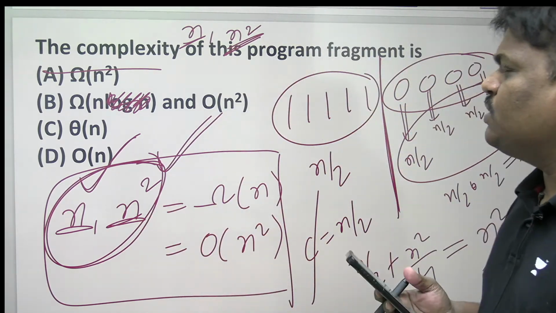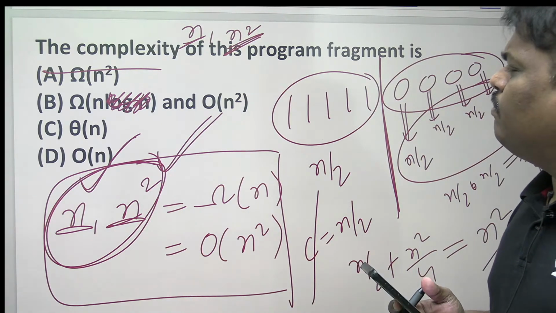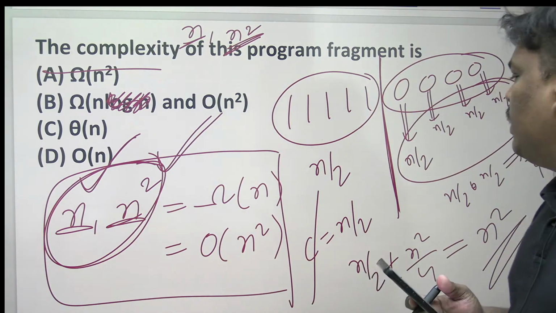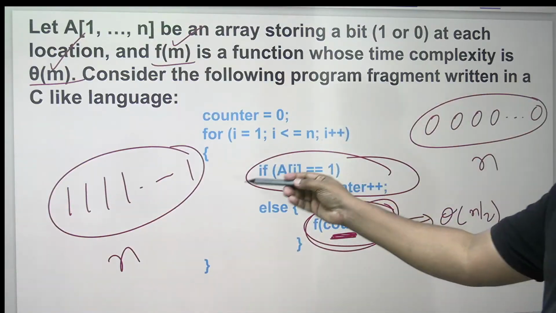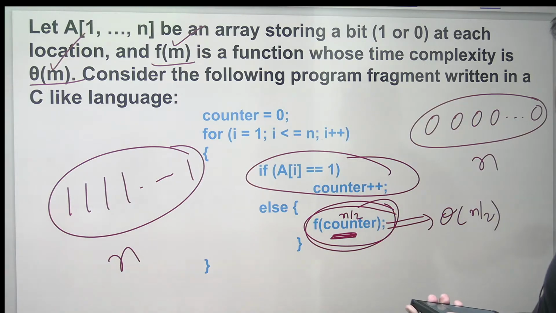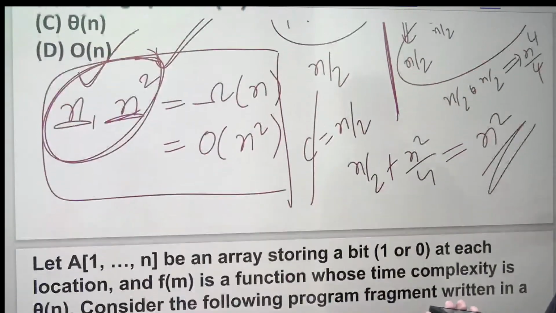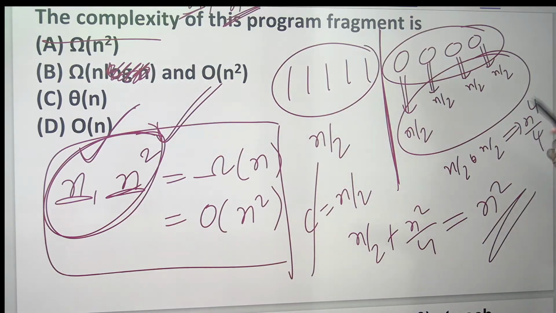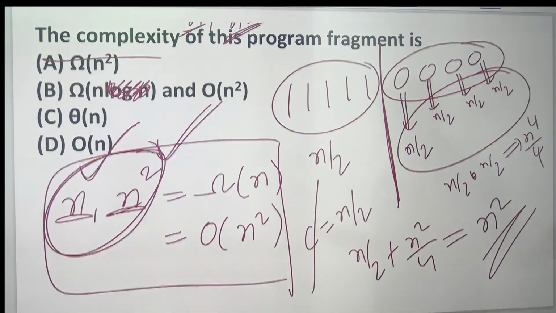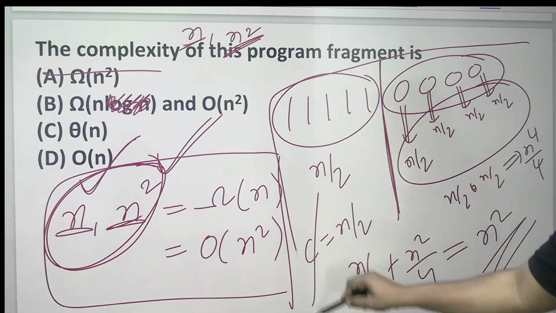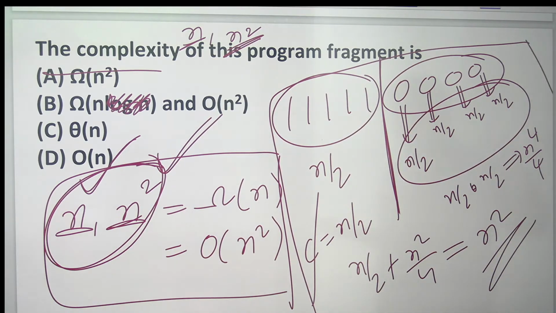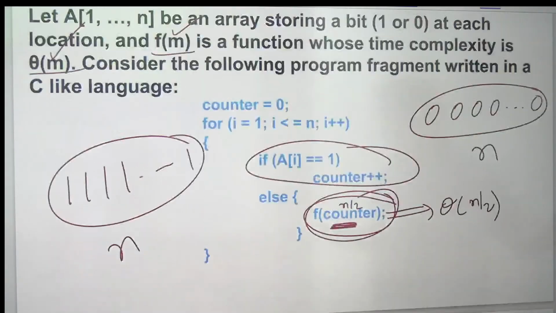So this program, minimum is n, maximum n square. When you will get minimum, I have written it also. See this one: all ones, n; all zeros, n. Next one, see this one: half ones, half zeros, n square. So this is the worst case. These are the best cases.